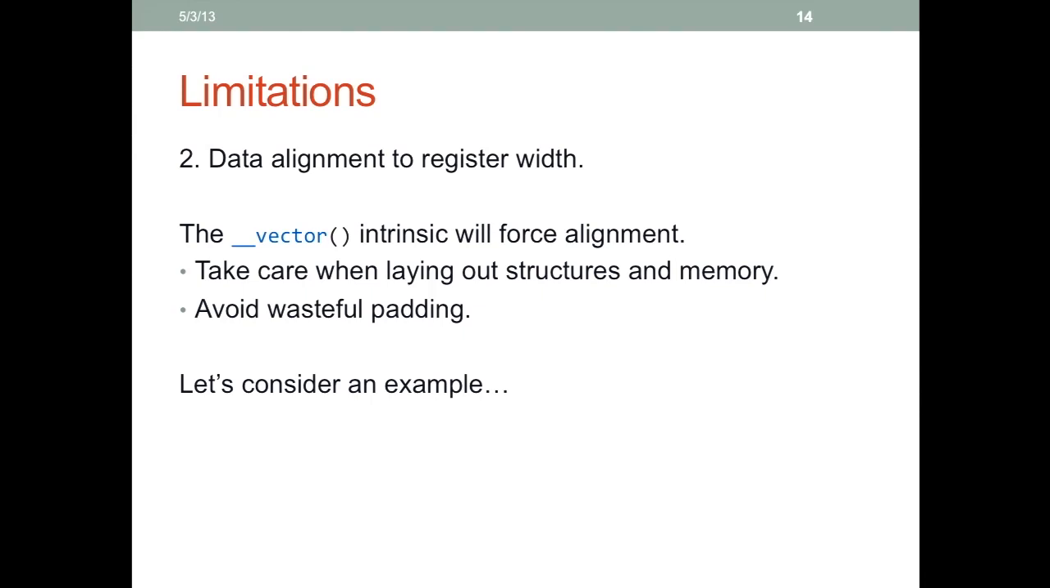The second important point is SIMD vectors are always aligned. Some architectures say that they can handle dealing with unaligned vectors, but it's usually a lie. It's microcoded and it's slow anyway, so you should probably avoid it. The __vector intrinsic will enforce the alignment of the vectors, so all SIMD values that you handle will be aligned to the size of their type. And you need to take special care when laying out structures in memory. Otherwise, you'll find wasteful padding all over the shop.